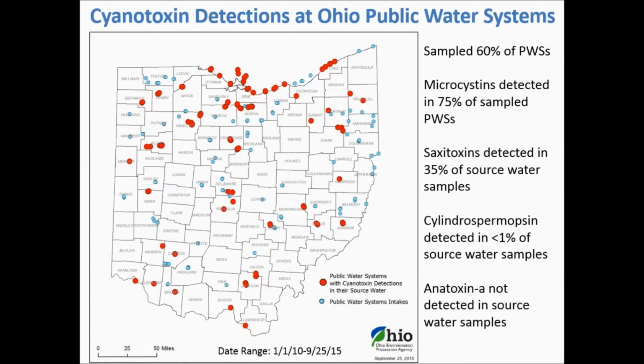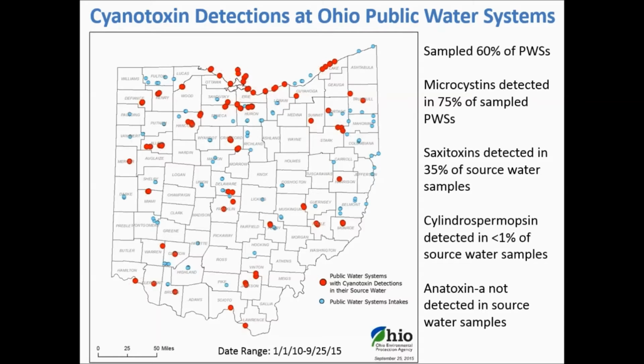This is a map of Ohio depicting public water systems with cyanotoxin detections. We sampled 60% of our water systems, and microcystins have been detected in 75% of samples. Saxitoxins have been detected in 35% of source water samples, so that is also a concern. The occurrence for cylindrospermopsin was less than 1% of all samples.